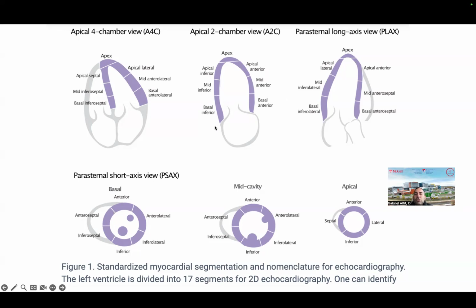So I've put here the segmentation of what we see in the apical 4-chamber, 2-chamber, and the parasternal long axis, or the apical 3-chamber view. So you can see here that we see mostly the septum and the anterolateral wall. Here we see the posterior or inferior wall of the left ventricle and the anterior wall of the left ventricle. And in the 3-chamber or parasternal long axis view from the apex, we see what we call the inferolateral or posterolateral wall and the apical anterior or anteroseptal wall.